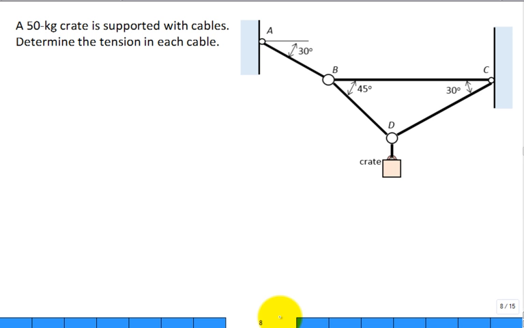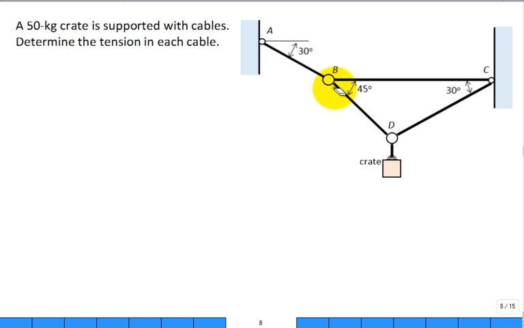All right, let's go and solve this problem. I have a 50 kilogram crate. It's supported with cables. So I have, now is this at D and C and B and at A. Are any of those pulleys as I've shown them?